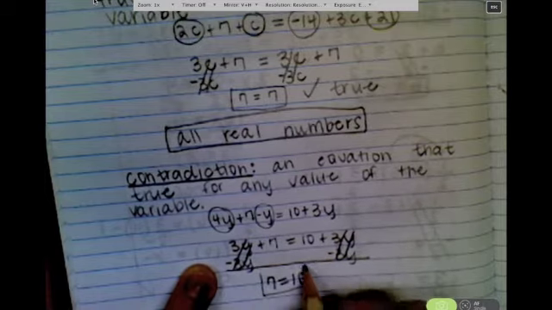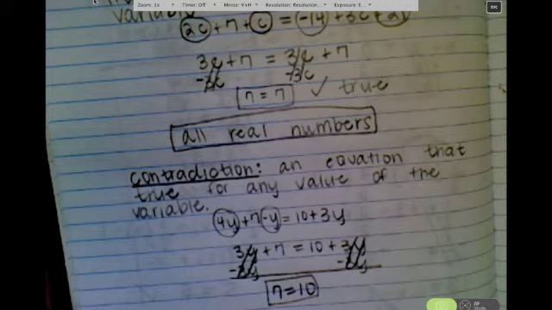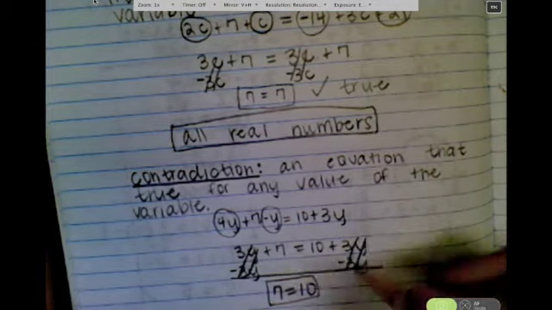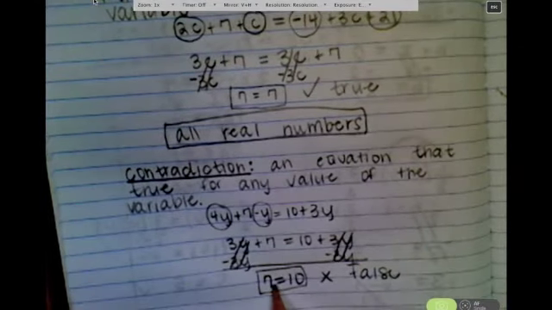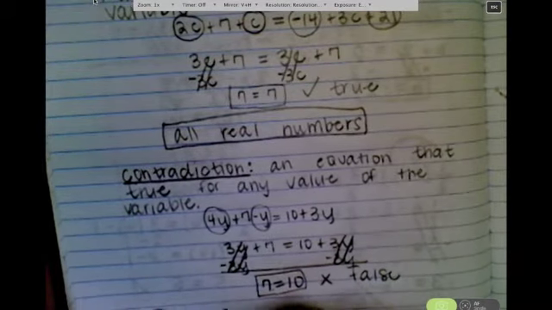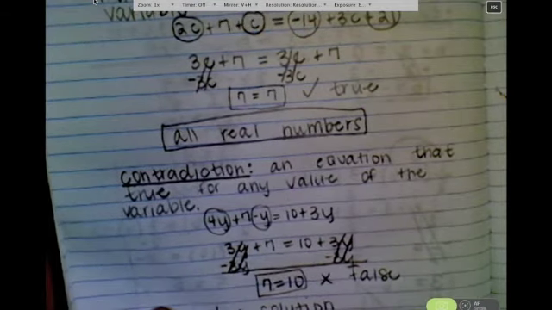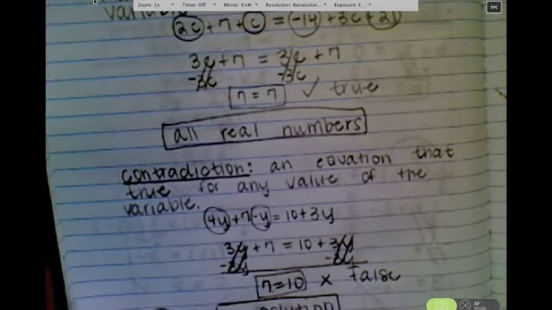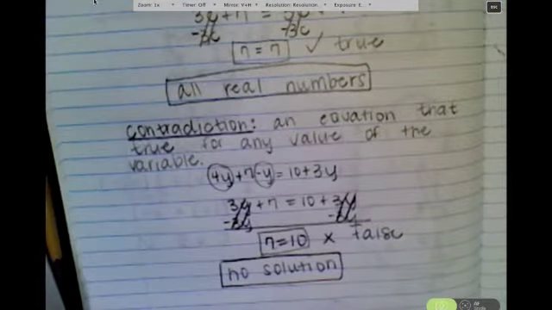Now, like I said, when your variables cancel out, you want to look and see if the numbers you're left with is a true statement. So, does 7 equal 10? Well, no, we know that 7 doesn't equal 10. This is a false statement. So whenever you're left with a false statement, it is a contradiction, and the answer is no solution. The answer no solution basically means that there's no value of y that would work in this equation. So that's why the answer is no solution.